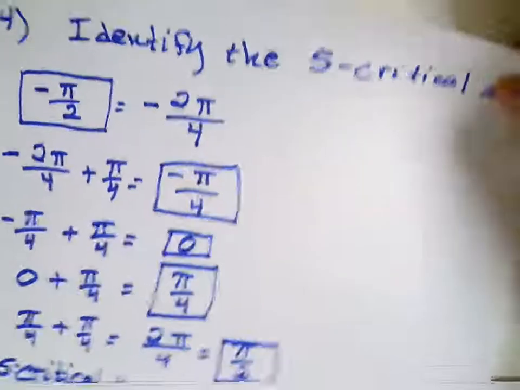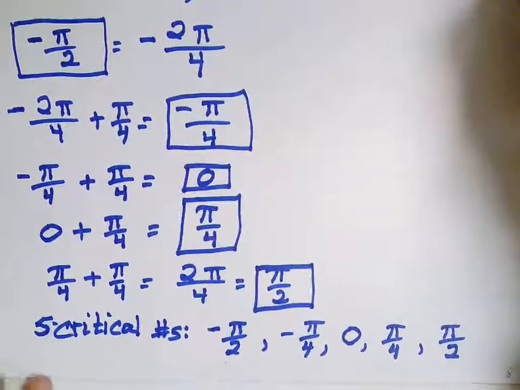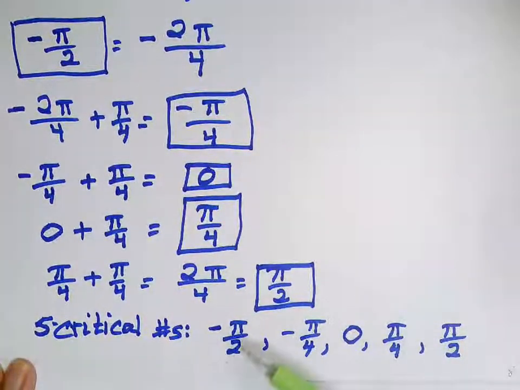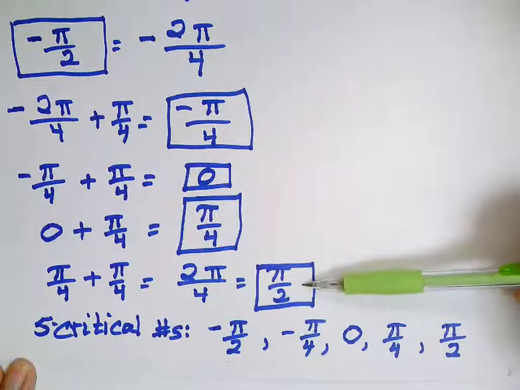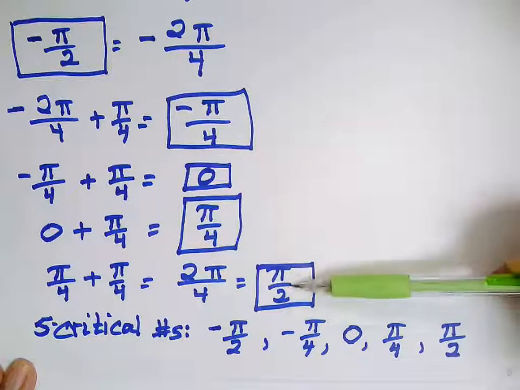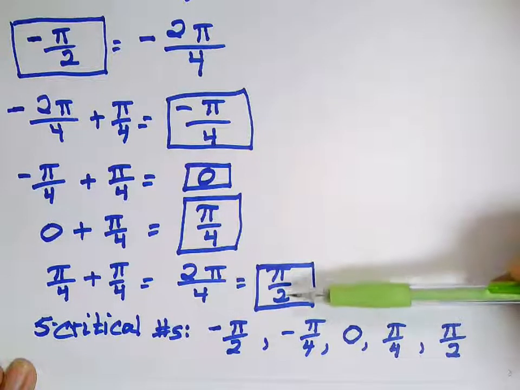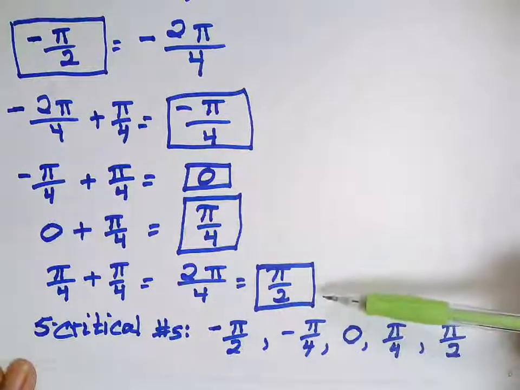So our 5 critical numbers will be negative pi over 2, negative pi over 4, 0, pi over 4, and pi over 2. And notice right here, this fifth critical number is the same critical number that we got when we solved our inequality. That's how we can double check it.